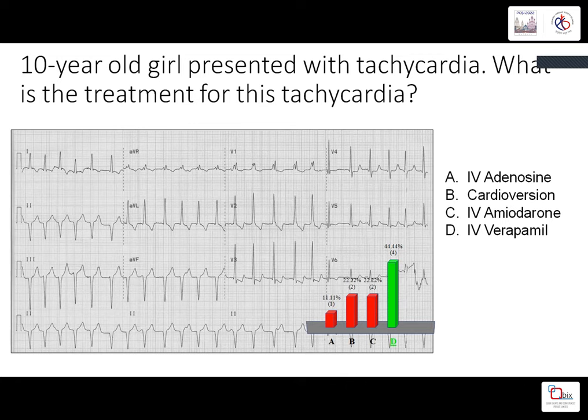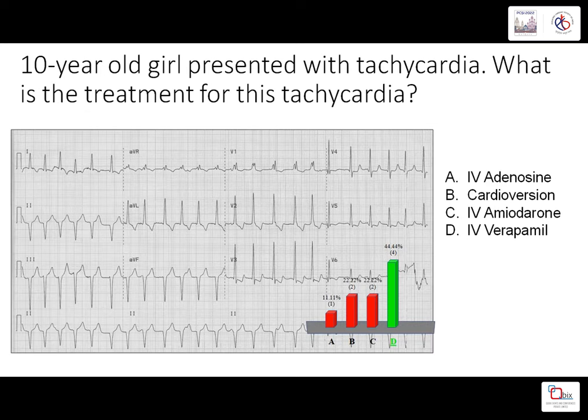There are two things which point it to be a VT rather than an SVT. One is here, there was a capture beat. You can see on the top ECGs also, it's narrower than the rest of the ECG. And secondly, you can go back.